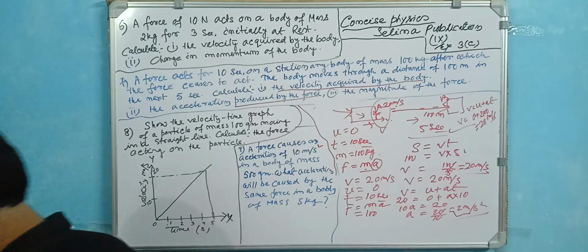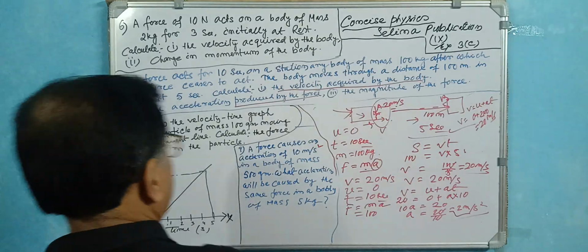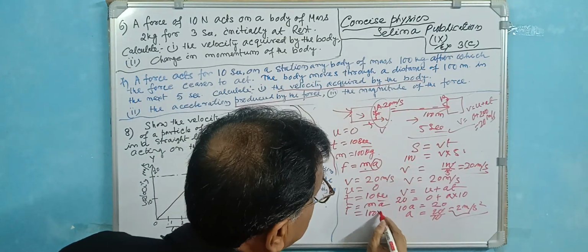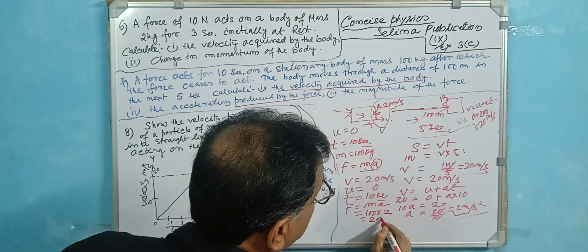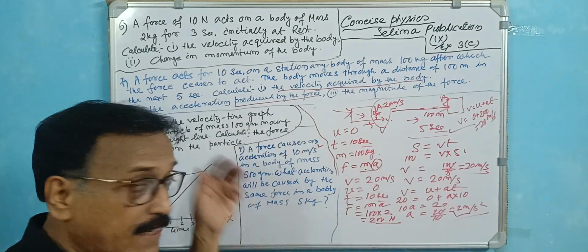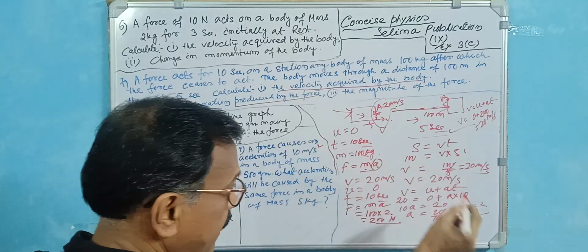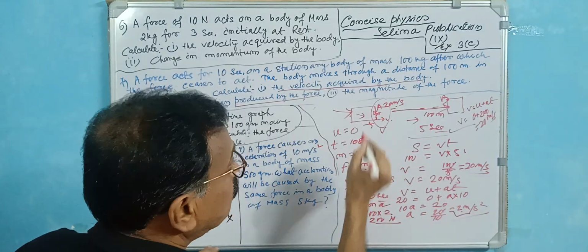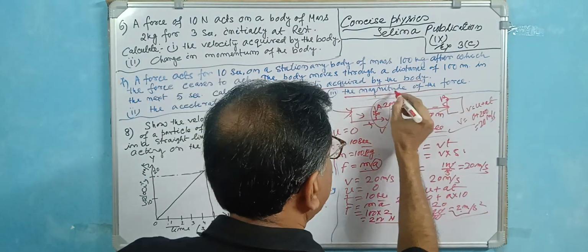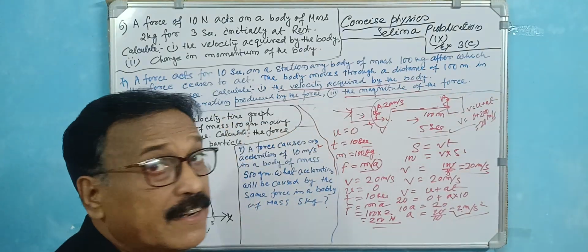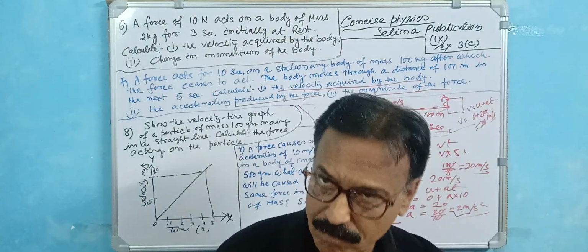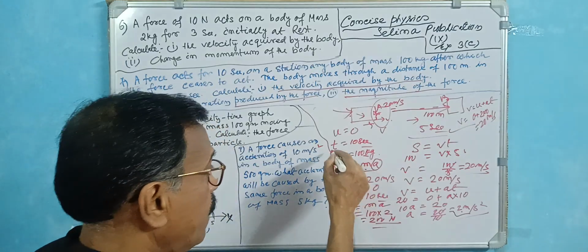M is 100 and this acceleration is 2. That means 200 Newton, because in the SI system this is kg and this is meter per second square. So this is the last question. The magnitude of the force is 200 Newton because F is equal to ma. You know the value of m.